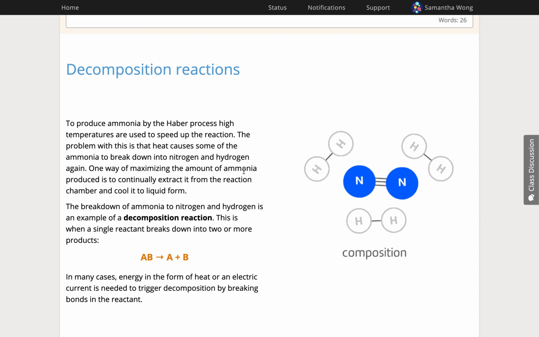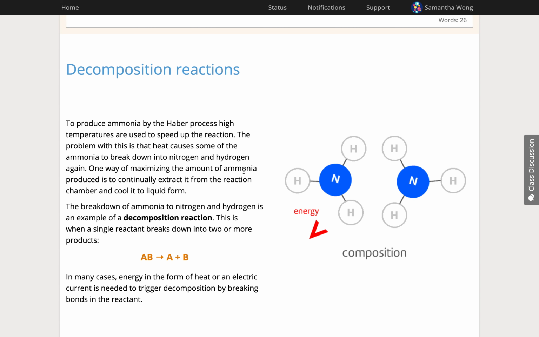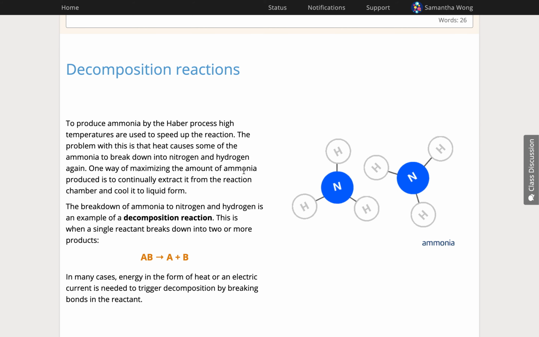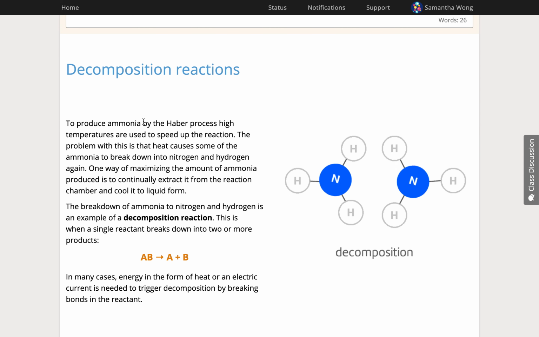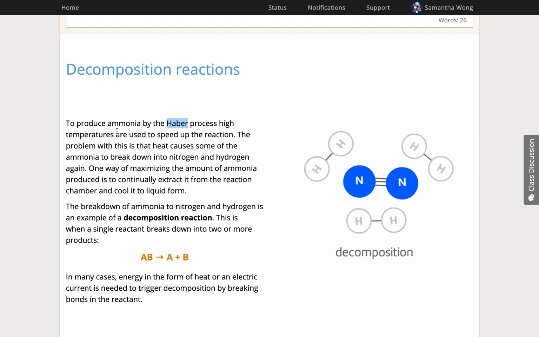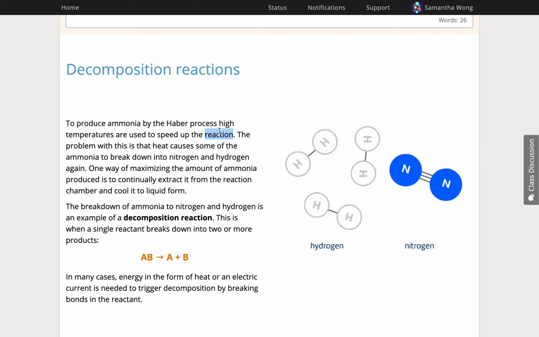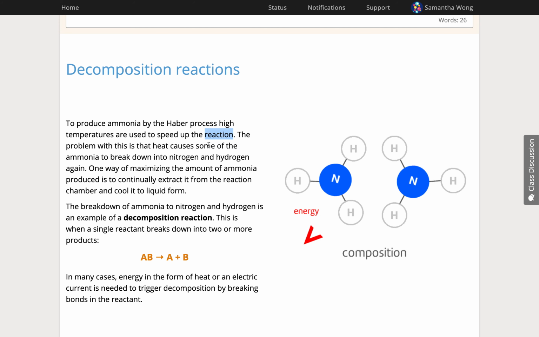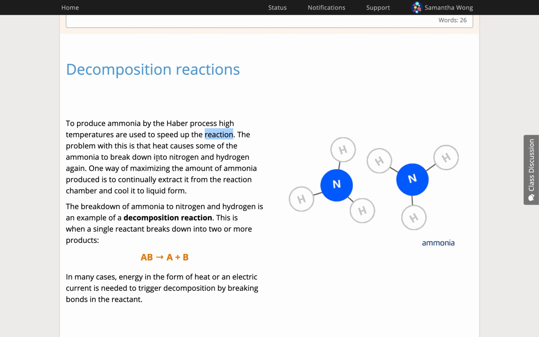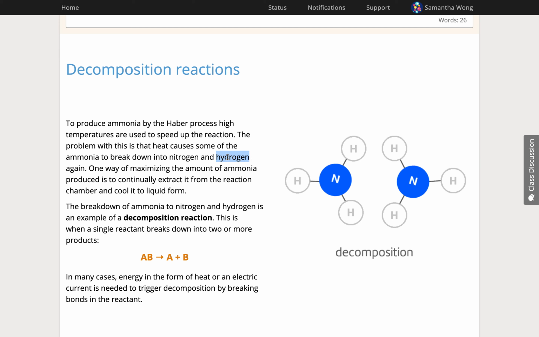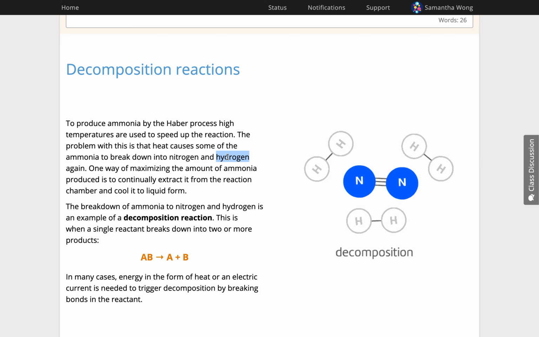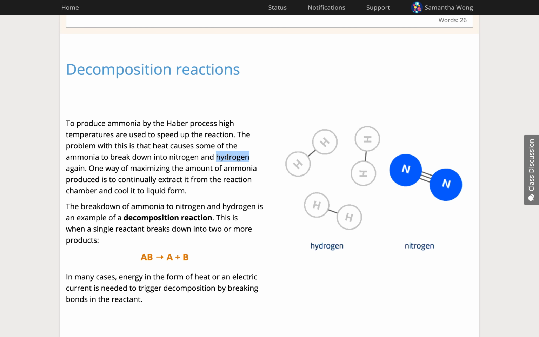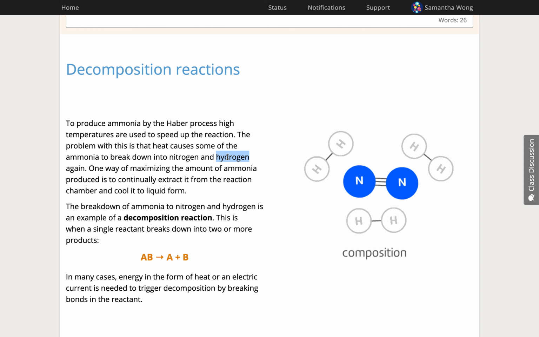Now we move on to what decomposition reactions are. To produce ammonia by the Haber process, high temperatures are used to speed up the reaction. The problem with this is that the heat causes some of the ammonia to break down into nitrogen and hydrogen again, keeping in mind that ammonia is made up of hydrogen and nitrogen.